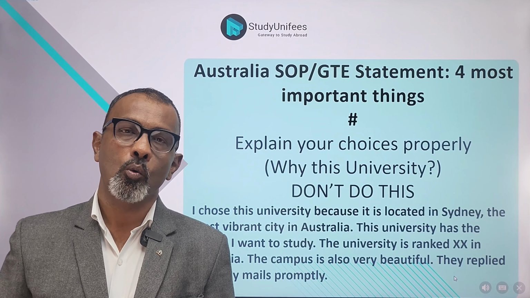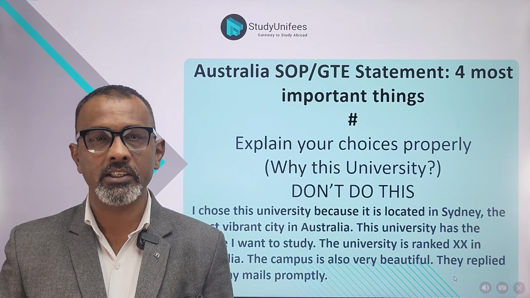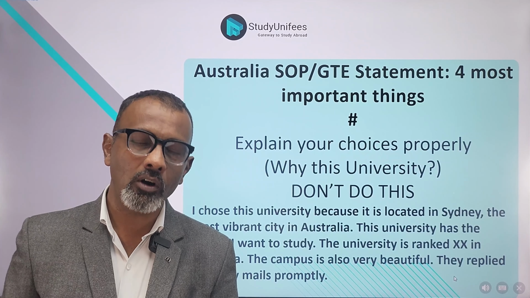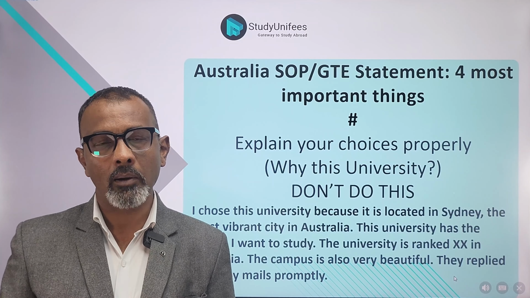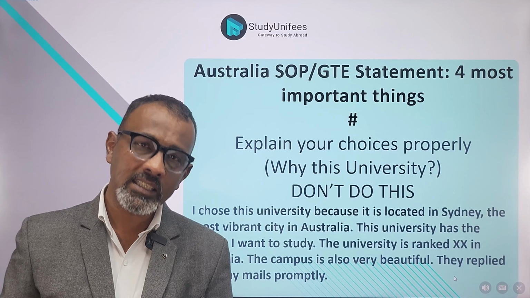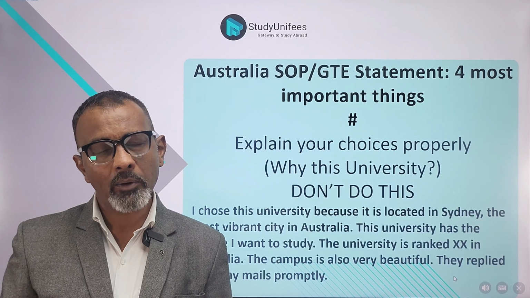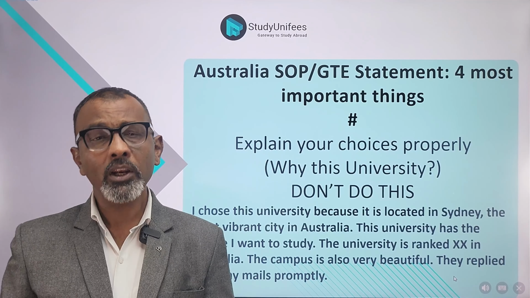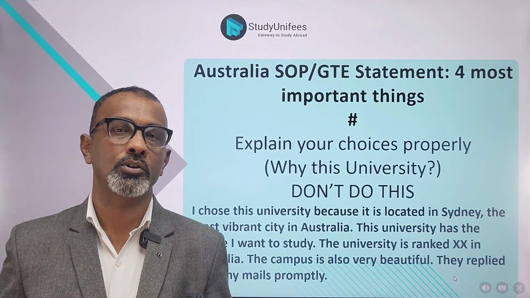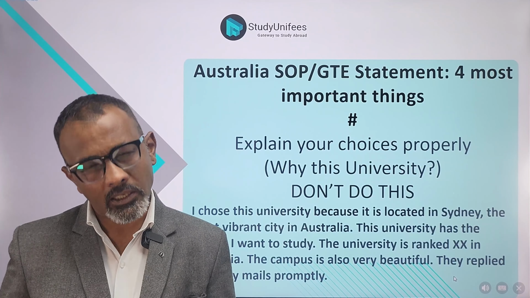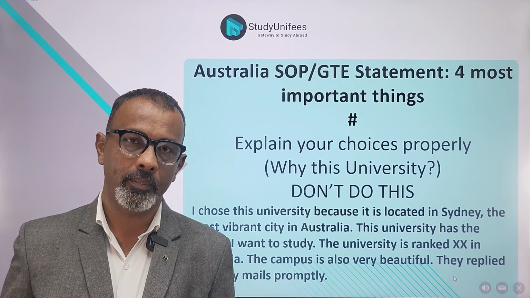When talking about why students chose a particular university in the SOP or the GTE statement, again, you cannot afford to be vague. You cannot make general statements. For example, you chose the university because of the city in which it is located, or that city is very vibrant or multicultural. You cannot also say that you chose a university because it has the course that you want to study. After all, dozens of universities in Australia will probably have the course you want to study.